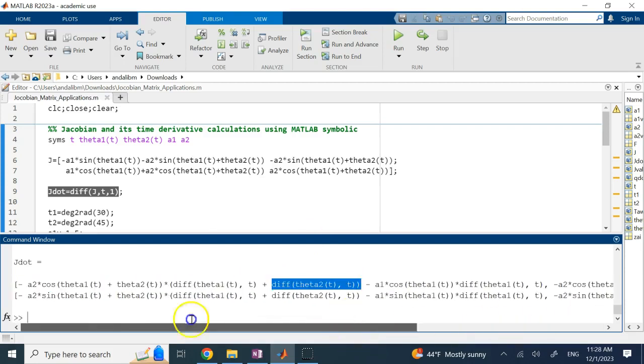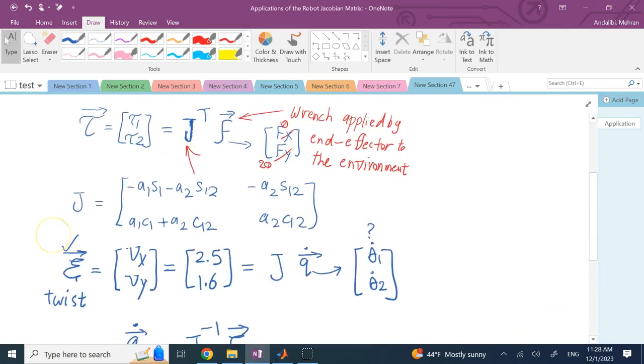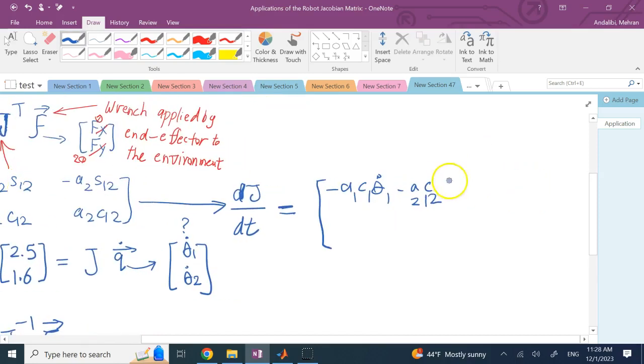So this is j dot in general, which you can also go ahead and perform a derivative on, right? So d of j with respect to time, you can take a derivative here if you want. Well, let's go ahead and do that just for the sake of practice on calculus. So a is constant, s1 is going to be c1, but there is a theta 1 dot as well, so it's going to be negative a1 c1 theta 1 dot, then negative a2 c12, and then times the derivative of the argument, which is theta 1 dot plus theta 2 dot.